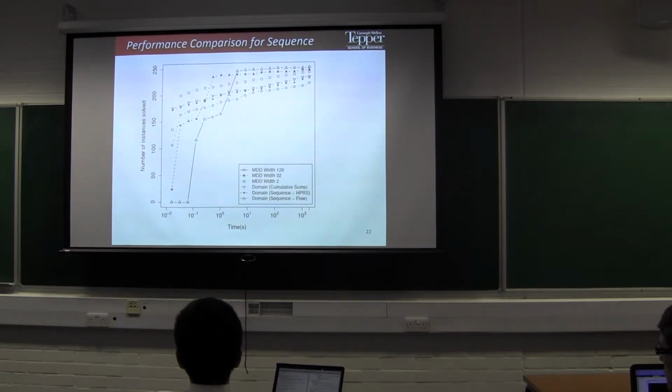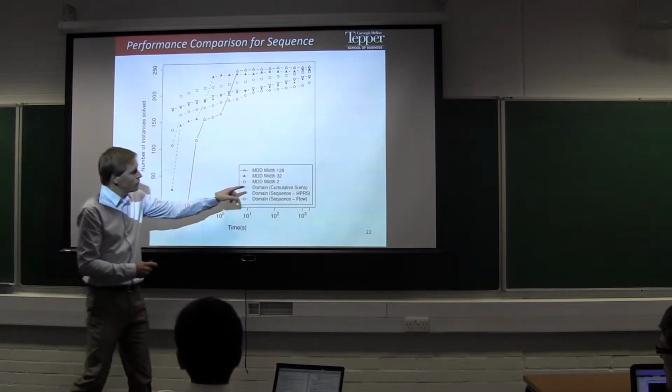But very quickly, the MDD propagator, for example, this very first one has only a width 2 MDD. It's extremely small. And it takes over very quickly, and it can solve many more instances than the domain propagators can, and the width 128 outperforms everybody else. In other words, with the MDD propagation, you can solve many more instances than you can do with your domain propagation.